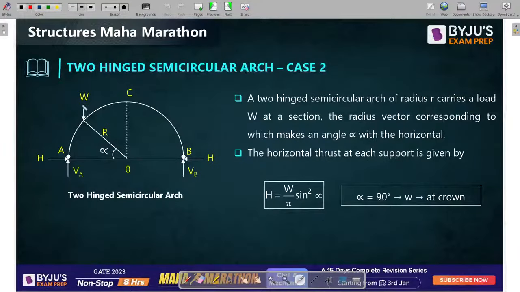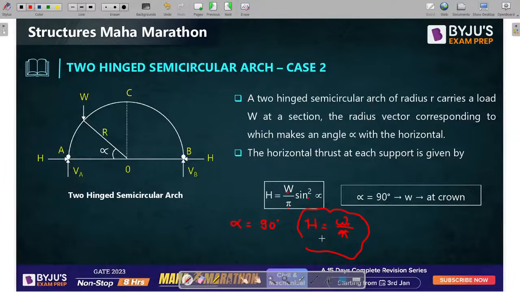If the load is present at a distance of x, or at an angle of alpha, in case of a two-hinge semicircular arch, the formula will be W by pi sine square alpha. Now guys, tell me, if the load is present exactly at the crown, the value of alpha is equal to how much? It should be 90 degrees. If it is 90 degrees, then the horizontal thrust will come W by pi automatically. Right?